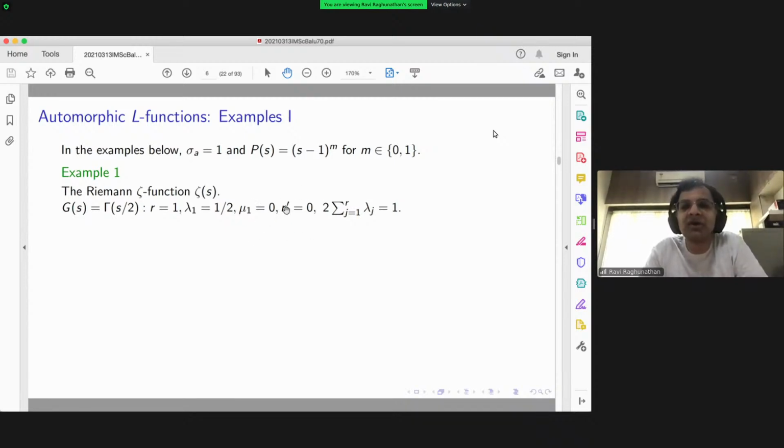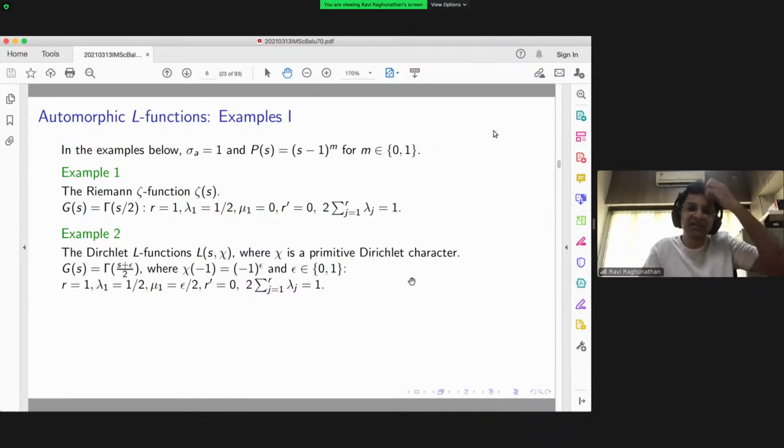There are no gamma functions in the denominator in the functional equation. And if I take twice the sum of the lambda j's, and there's just one lambda j, namely lambda 1, then I get 1. Okay, so I'm going to look at these numbers for 3 or 4 examples. So for the zeta function, this is what we get.